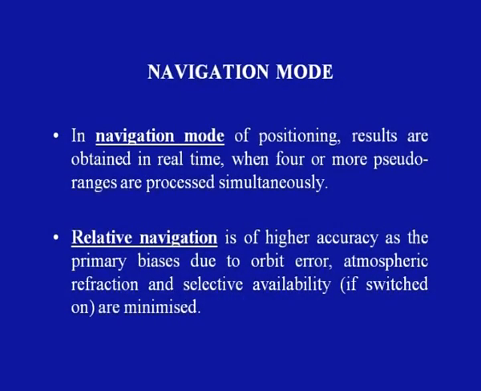In navigation mode of positioning, results are obtained in real time when 4 or more pseudo ranges are processed simultaneously. Whereas, relative navigation is of a higher accuracy, primarily as the primary biases due to the orbit error, atmospheric refraction and selective availability are minimized.